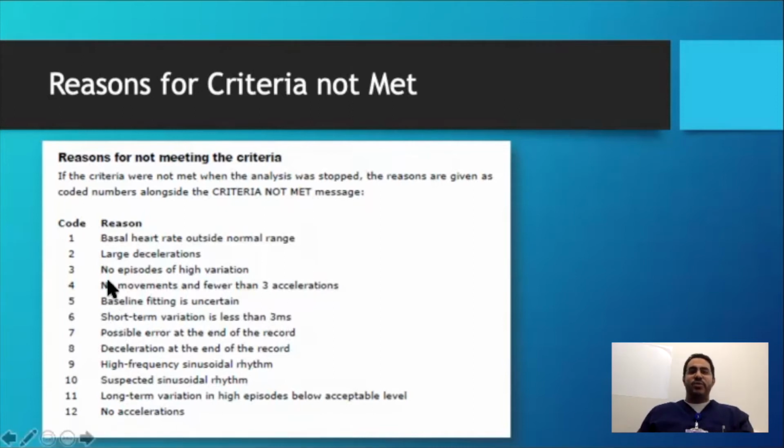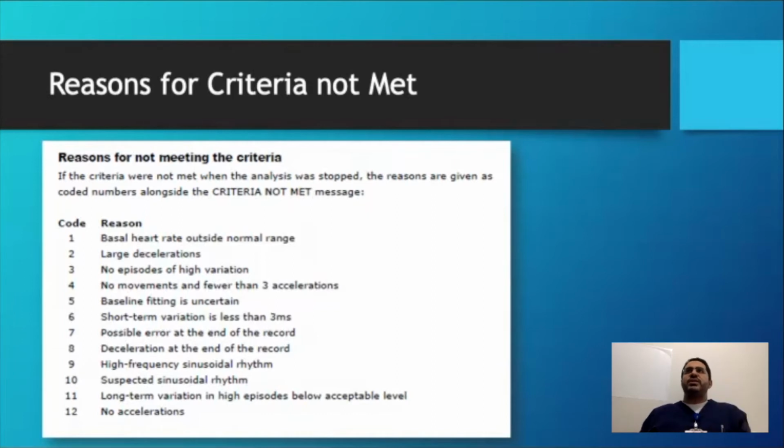No episodes of high variation, so the trace is completely flat. All it's telling you is that within the 10 minutes you've assessed, this baby has shown that it was active. Is this just a response to putting me on the CTG, or is this an actual long-term response? It can't tell you that. No movements or fewer than 3 accelerations on the trace, again, within an hour.